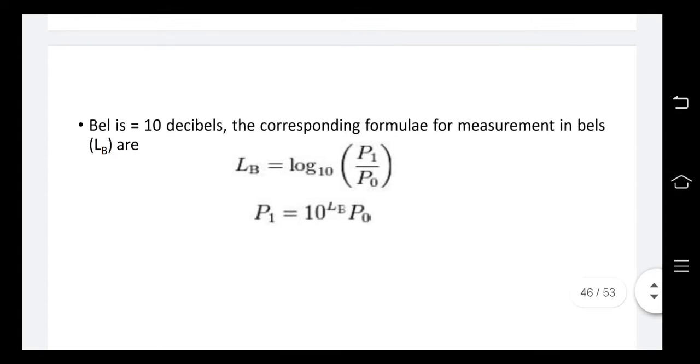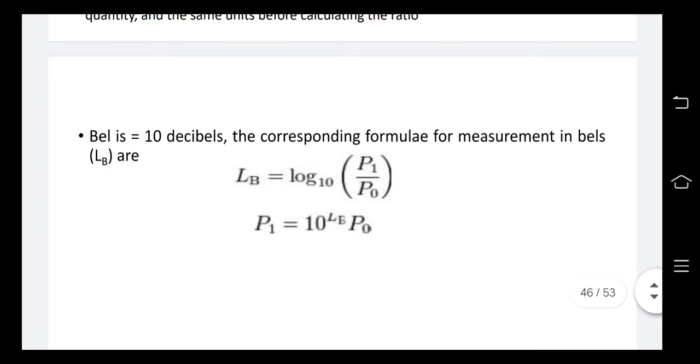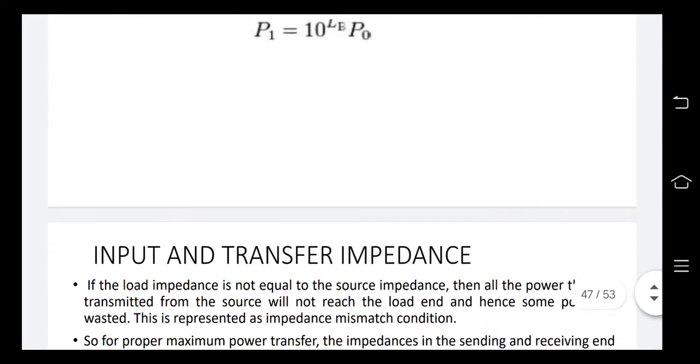Therefore, the corresponding formula for measurements in bels is LB equals log10 of P1 by P0, where P1, rearranging that, is equal to 10 to the power LB times P0.